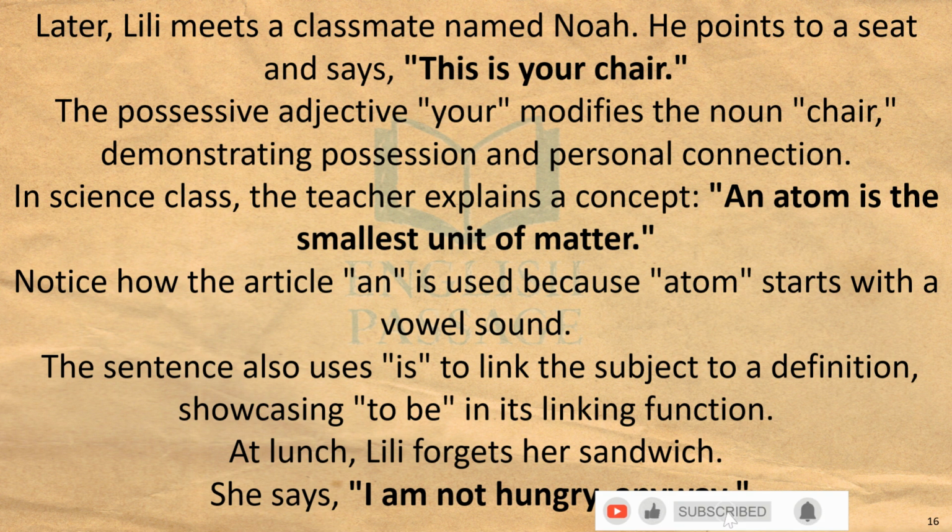In science class, the teacher explains a concept. "An atom is the smallest unit of matter." Notice how the article "an" is used because atom starts with a vowel sound. The sentence also uses "is" to link the subject to a definition, showcasing to be in its linking function.